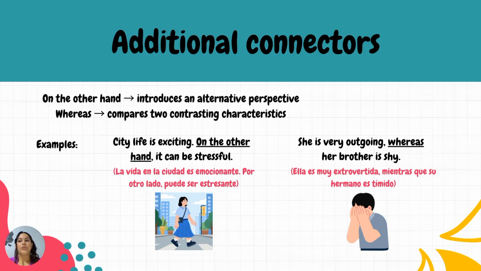Now, let's look at two additional connectors that are slightly more formal. On the other hand is used to introduce an alternative or contrasting perspective. For example, living in the city is exciting. On the other hand, it can be stressful. Whereas is used to directly compare two contrasting characteristics. For example, she is very outgoing, whereas her brother is shy.